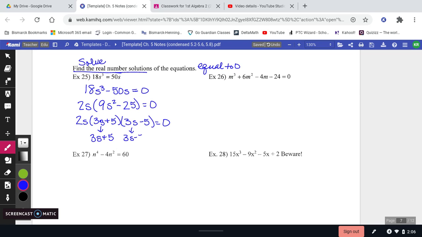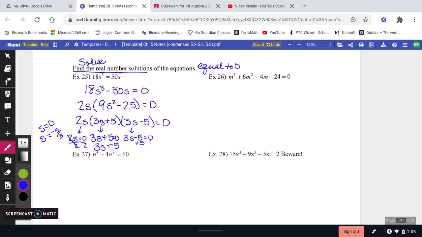So 3s minus 5 equals 0 here. Now don't forget this first guy. 2s equals 0. If I divide by 2 on both sides, I get s is 0. I'm sorry, I forgot my equal 0. I'm going to move my 5 over. So this is 3s equals negative 5. Well, if I divide by 3, I get negative 5/3.